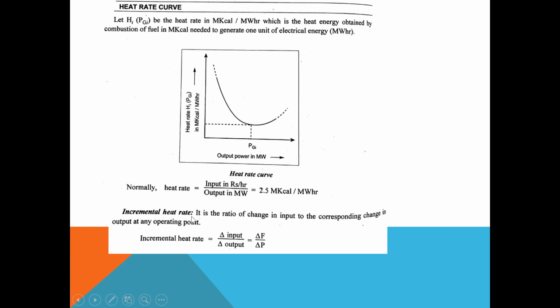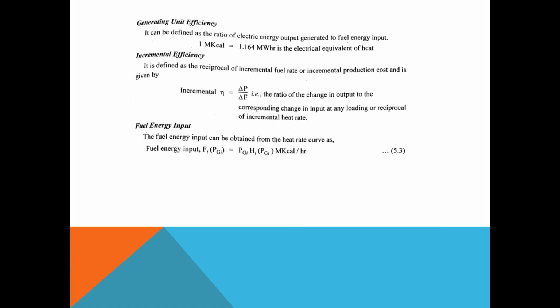Next one is incremental heat rate. It is the ratio of change in the input to the corresponding change in the output at the operating point. Incremental heat rate is nothing but delta input divided by delta output. Next one is the generating unit efficiency. It is defined as the ratio of electric energy output generated to fuel energy input.